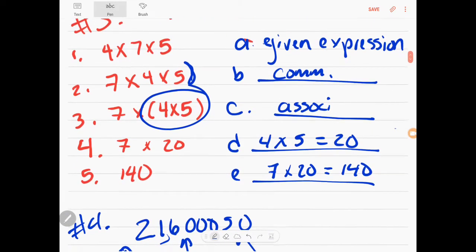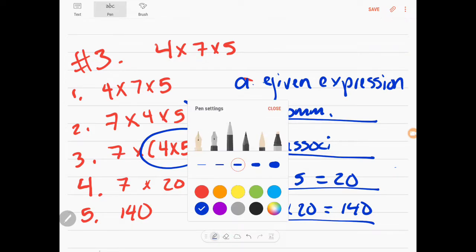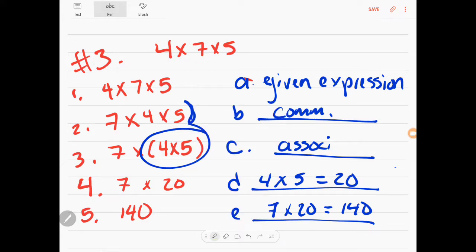Number 3, as you can see, I have written it out. And I'm going to go over this a little bit. Let me change the color right here. Let's use yellow. So you were given an expression, and then all of a sudden the numbers change around. When the numbers move around, that is called the commutative property. I abbreviate that by COMM.